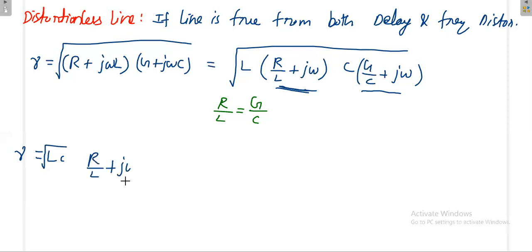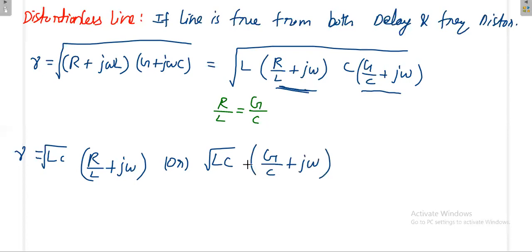When it is possible, if instead of G by C you replace R by L, then this is possible. Or if you replace it the other way, then this is possible. You can also write square root of LC, okay, (G by C + j omega). This is also possible.